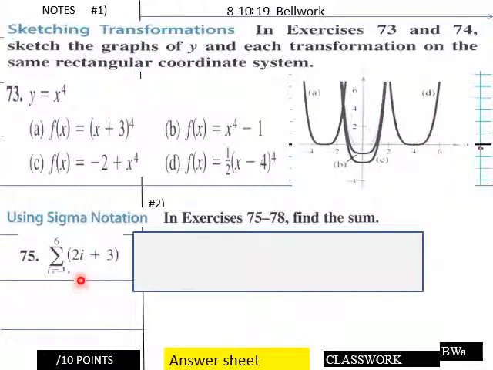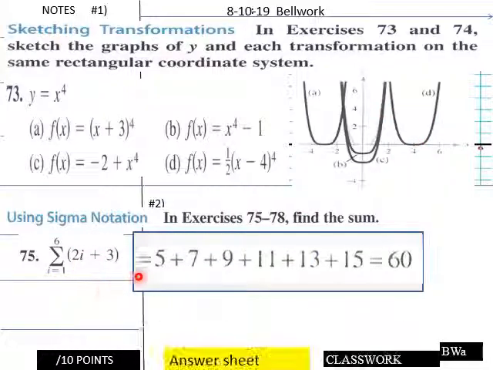And then down here for 75, the sum is 5 plus 7 plus 9, 11, 13, 15 equals 60 here. For that 6, we have 2 times 1, 2 times 2, 2 times 3, 2 times 4, 2 times 5, 2 times 6 plus 3, and that all equals 60 there.